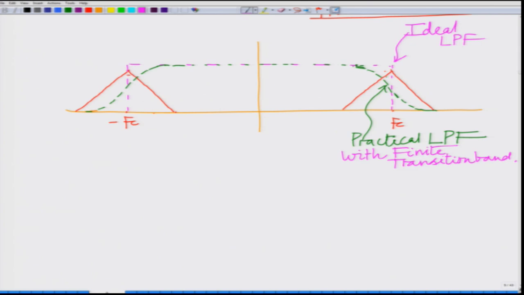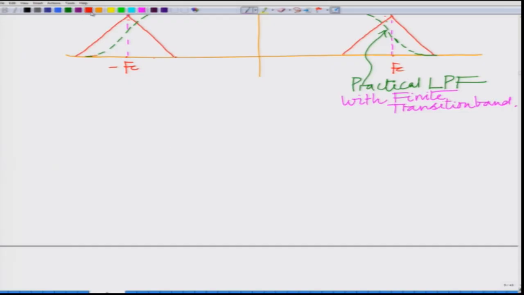Which means that it is not exactly equal to 0 for all f greater than FC and f less than minus FC, but it is transitioning from 1 to 0 over a finite band. So, there are some frequencies less than FC for which the gain is less than unity, and some frequencies greater than FC for which the gain is greater than 0. So, it is transitioning from 1 to 0, and naturally if you employ this for low pass filtering, what you are going to end up with is not exactly a lower sideband signal.